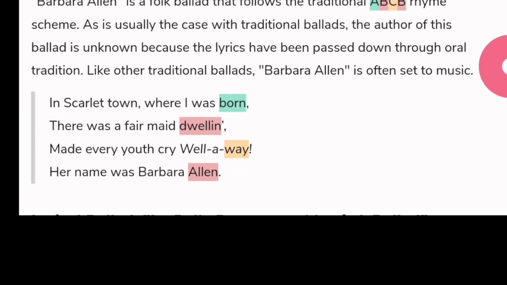Folk ballad, Barbara Allen. Barbara Allen is a folk ballad that follows the traditional ABCB rhyme scheme. As is usually the case with traditional ballads, the author of this ballad is unknown because the lyrics have been passed down through oral tradition. Like other traditional ballads, Barbara Allen is often set to music.